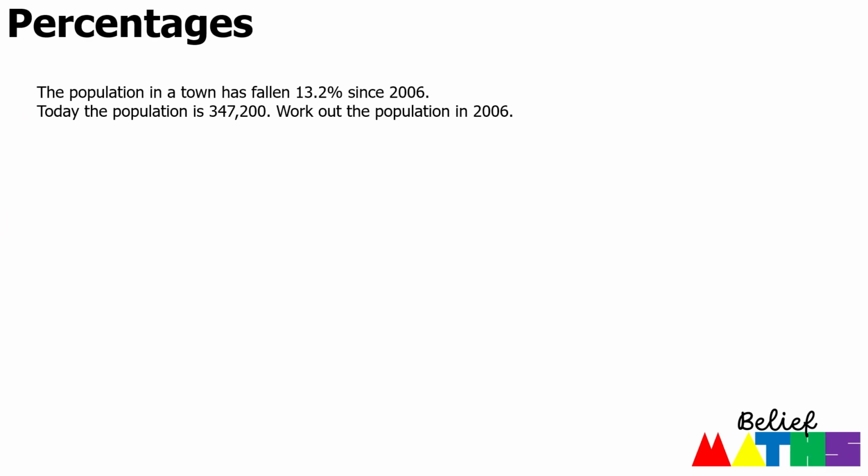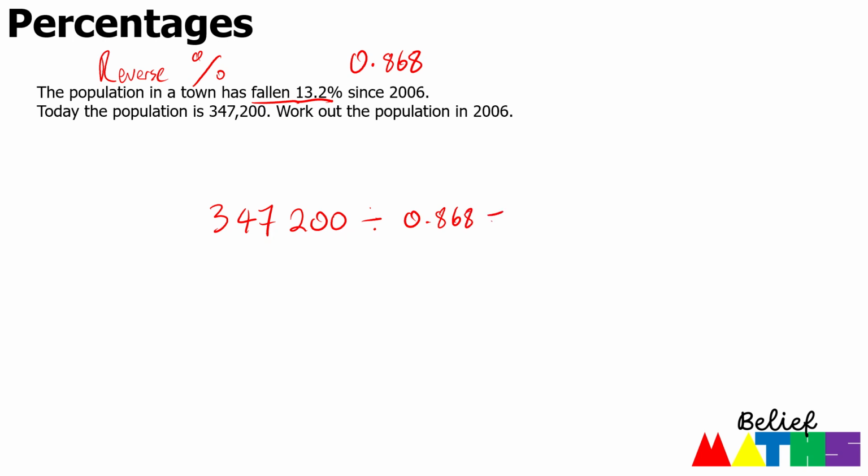Again, in this case, we've looked and we said the population has fallen by 13.2% since 2006, and it gives us today's population, asks us to work out back in time. So this, like our reverse fractions, is a reverse percentage. So therefore we're going to find our multiplier. Fallen is a decrease, so that means our multiplier is 0.868. 100 take away 13.2 and then divided by 100. And then because we're going back in time, we're going to divide by our multiplier. So we divide by 0.868, and that will give us an answer of 400,000. So the population was originally 400,000.